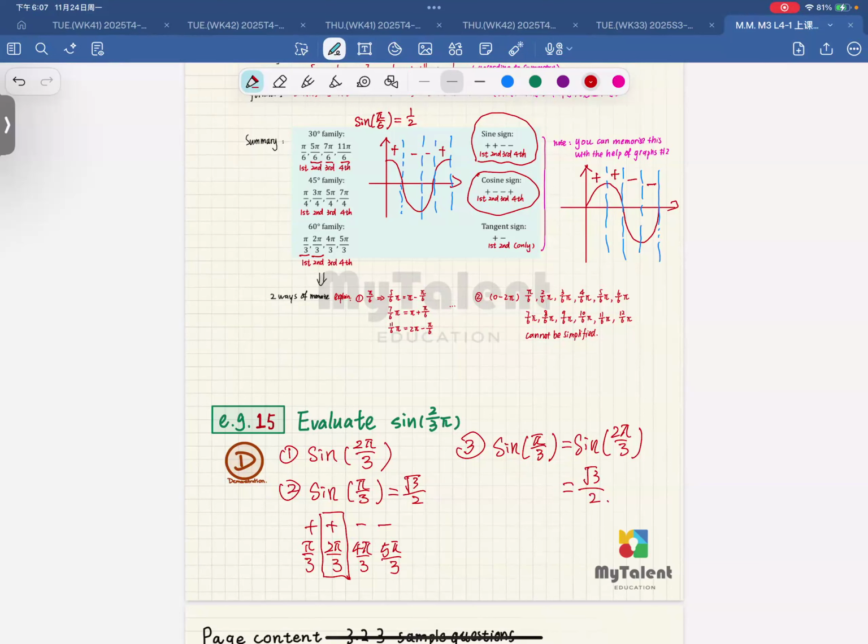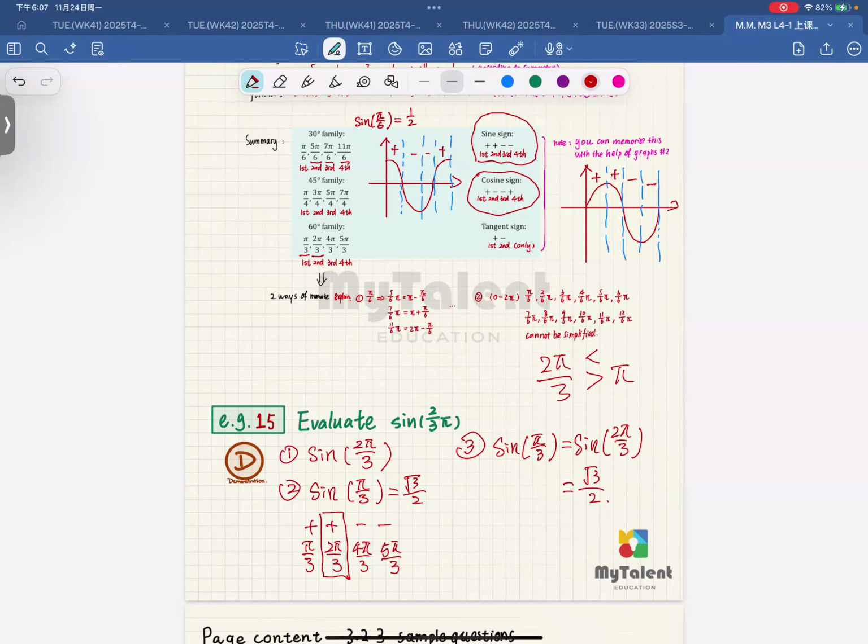Because 2 pi over 3 and pi, which one is bigger? Is 2 pi over 3 bigger than pi or smaller than pi? Oh, it's less than pi. Sorry, 2 pi over 3 is smaller than pi, right?